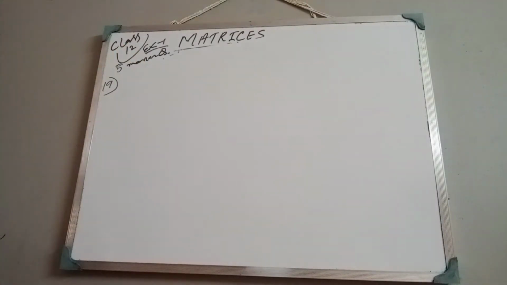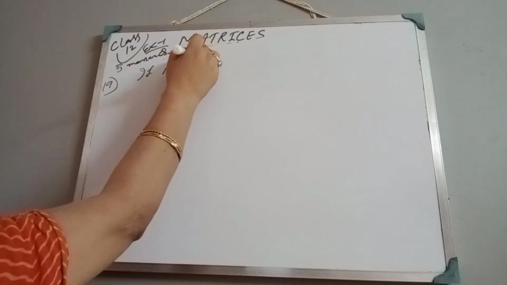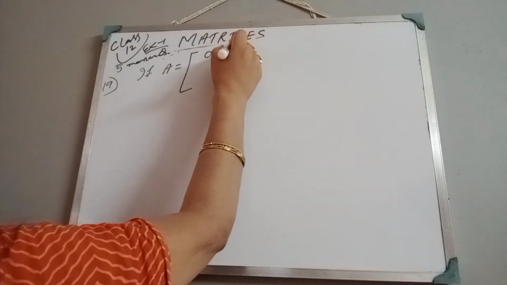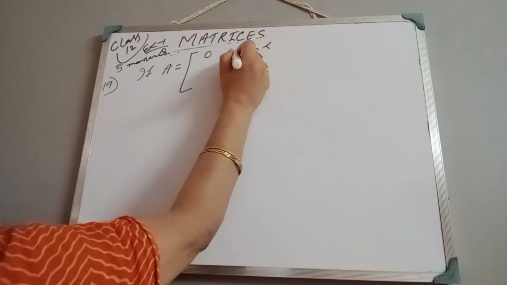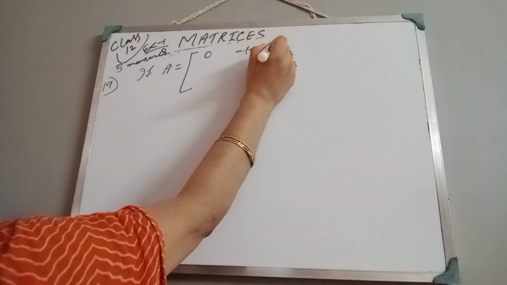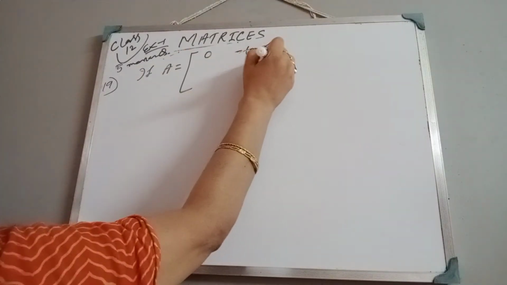You have to try. Now if A equals to, all 5 mark sums are really very big sums. You have to practice daily. Otherwise you cannot solve it. Means your problem will come, you cannot solve the problem.